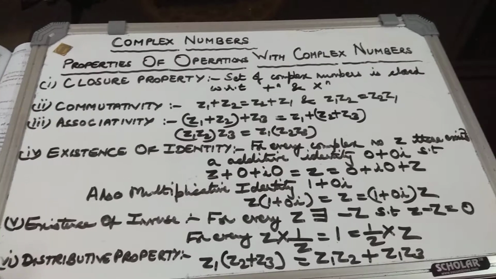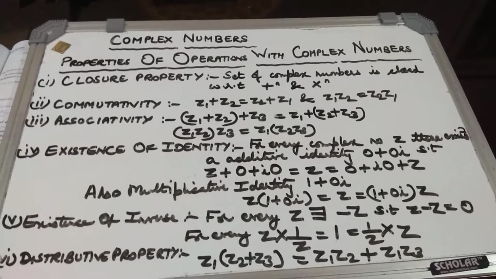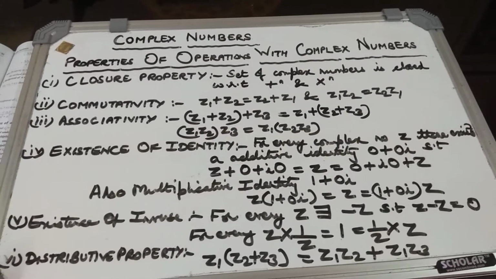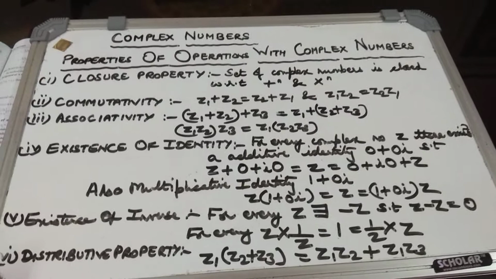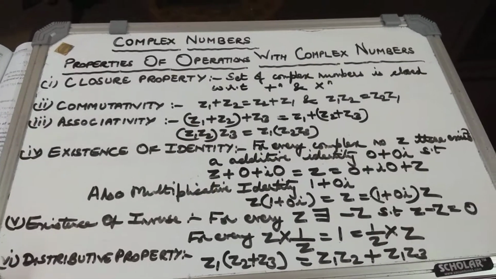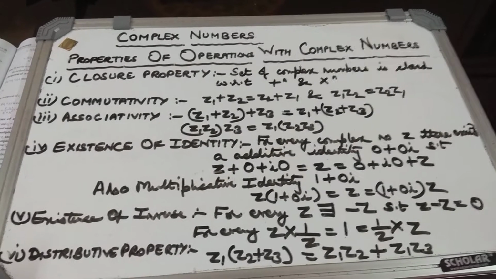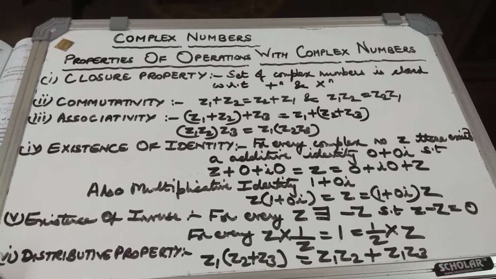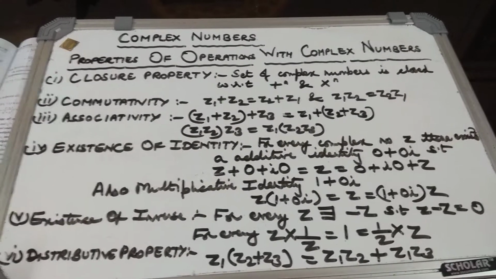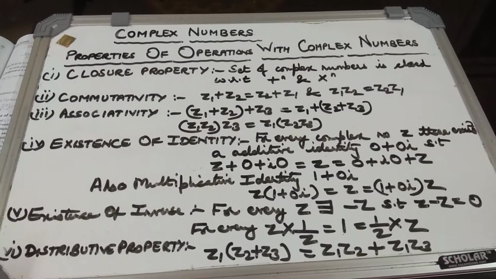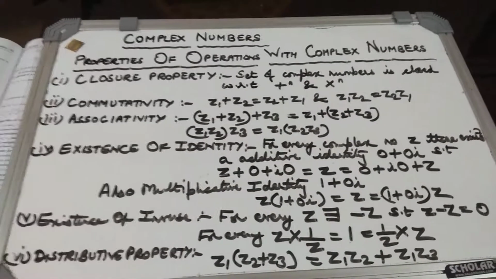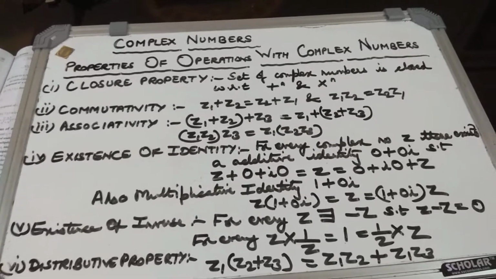Similarly, associativity is (z1 plus z2) plus z3 equals z1 plus (z2 plus z3). That means if three numbers z1, z2, z3 are to be added, then their order of addition is again immaterial. Similarly, multiplication (z1 z2) into z3 is equal to z1 (z2 z3). So these three properties, I hope they are clear to you.